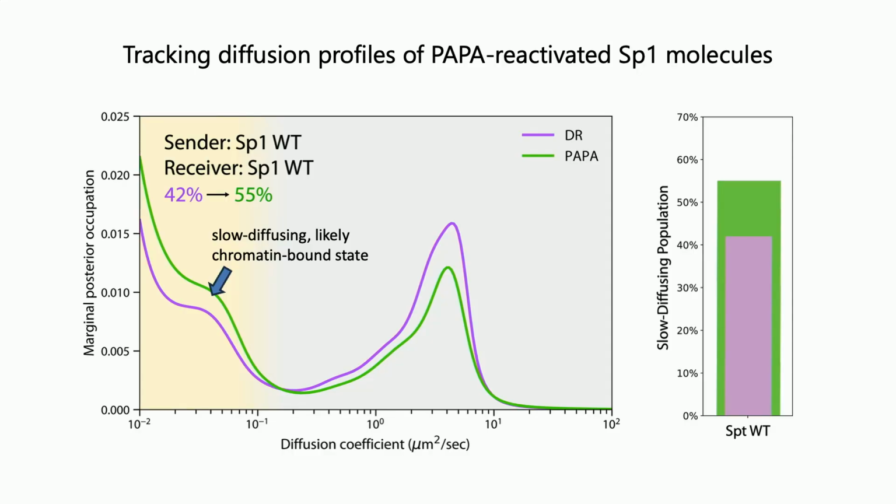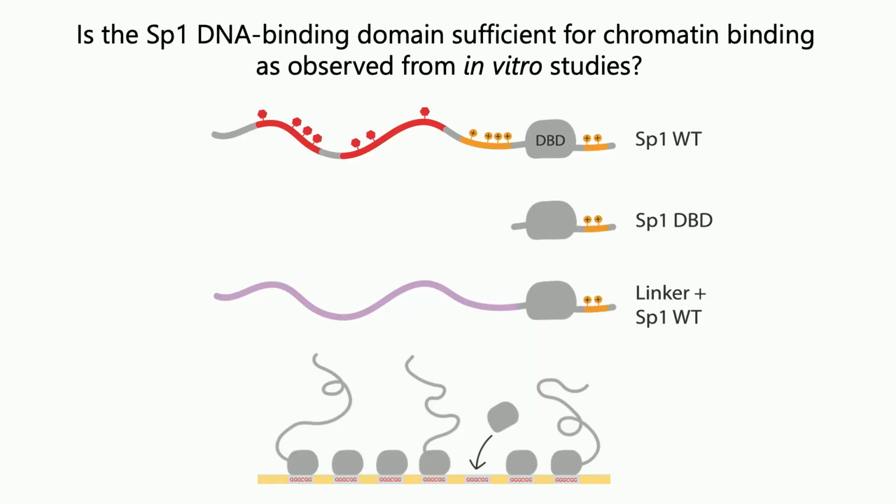So this is something that we are now able to measure. And so what Abrar decided to do is to, again, ask this very question: what is the involvement of the DNA binding domain, and what is the involvement of the IDR?